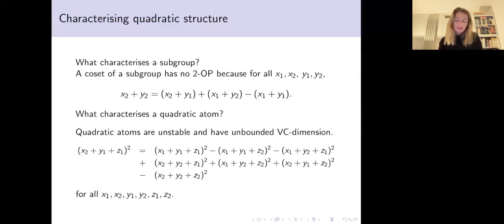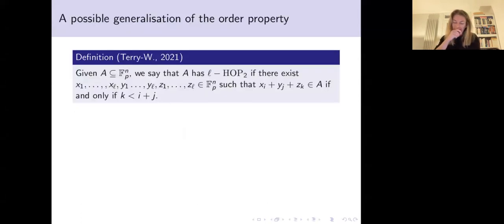And now this is a basis for a definition we made, which attempts to generalize the order property for the purpose of identifying a combinatorial property that produces strong quadratic regularity decomposition. So given a set A in F_p to the n, we say that A has the LHOP2 if there exist vertices x1 up to xl, y1 up to yl, z1 up to zl, such that xi plus yj plus zk is in A if and only if k is strictly less than i plus j.